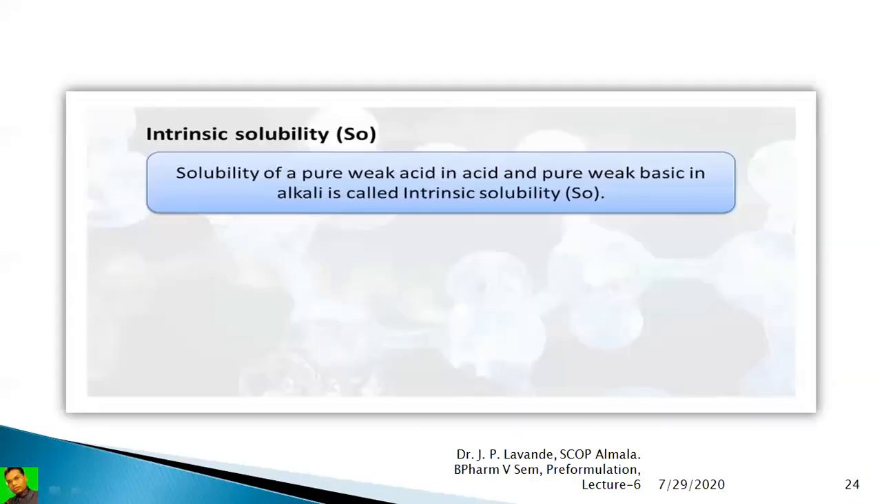So what is the intrinsic solubility? It will be represented as capital S subscript O, that is S sub O. The solubility of a pure weak acid in acid and a pure weak base in alkali is called the intrinsic solubility. So what is intrinsic solubility?